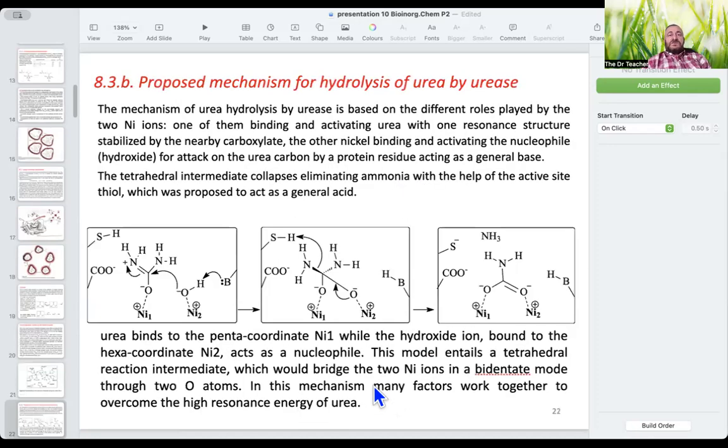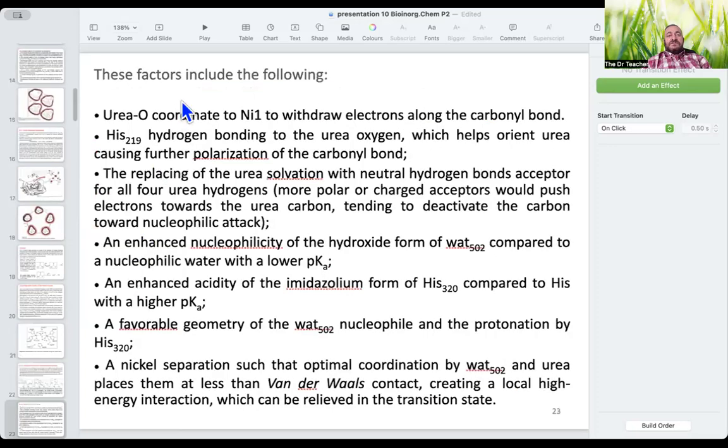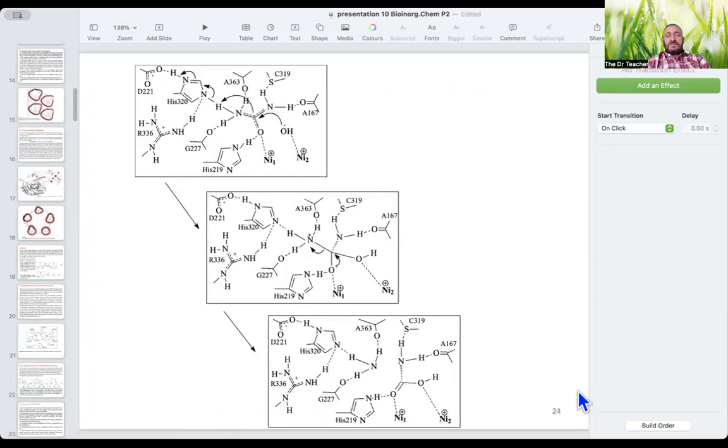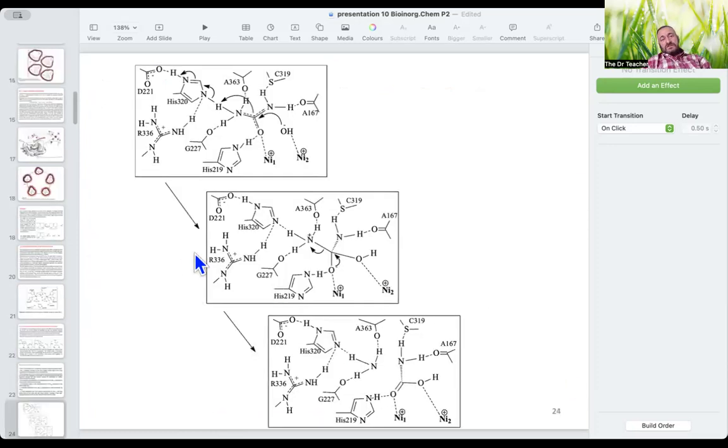Proposed mechanism for the hydrolysis of urea by urease. Here we propose this. These factors include the following: urea, oxygen coordinate, and this is in detail how the mechanism is happening. And this is my design of the mechanism of the hydrolysis of urea by urease enzyme.